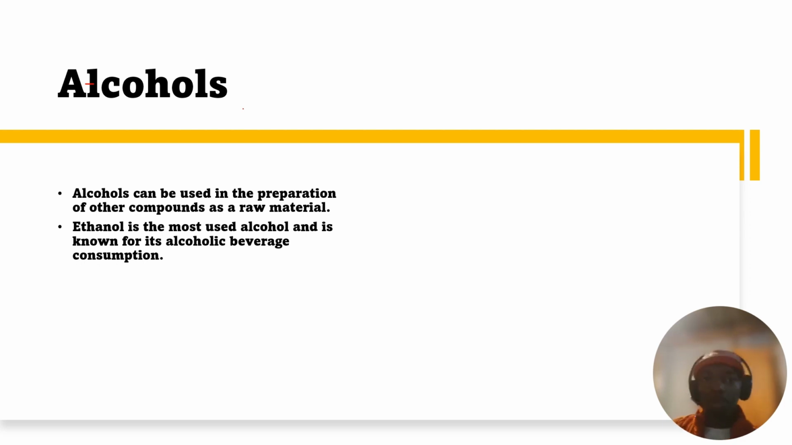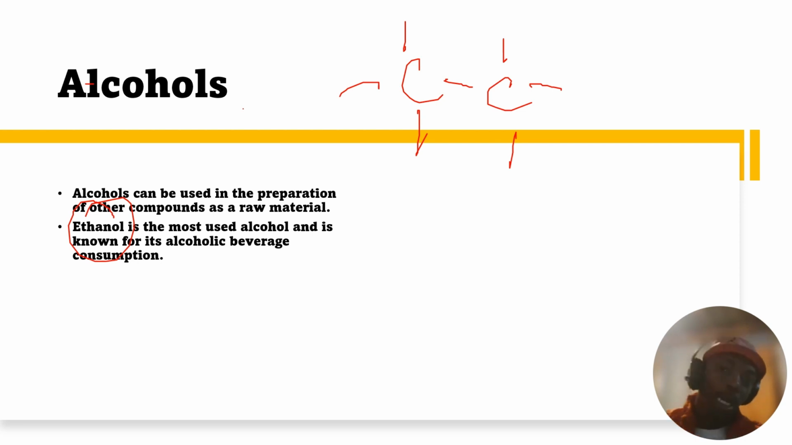It says ethanol is the most used alcohol and is known for its alcoholic beverage consumption, right? So basically, the alcohol that you consume, like your beer and your ciders, is made of ethanol, right? And ethanol is what? It's methane, ethane, so meaning there are two carbon atoms, right? And also this is an alcohol. So the alcohol that you consume, guys, is ethanol, and it's the most consumable one, because it's not dangerous and all that sort, right?